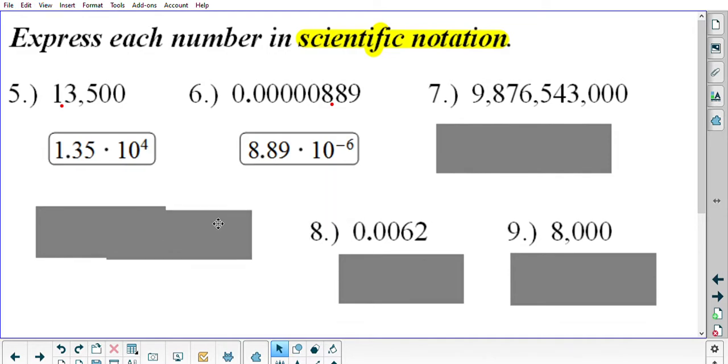Why negative 6? Why not positive 6? Because this original number was a very small number between 0 and 1. Those kind of numbers are always going to get negative exponents.